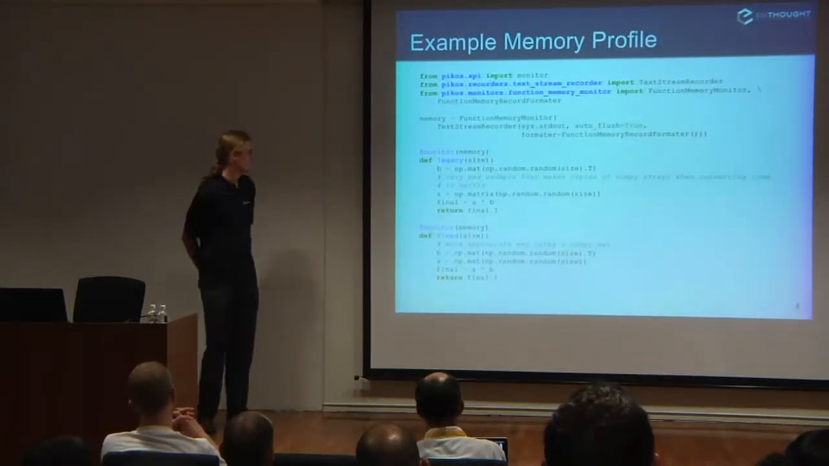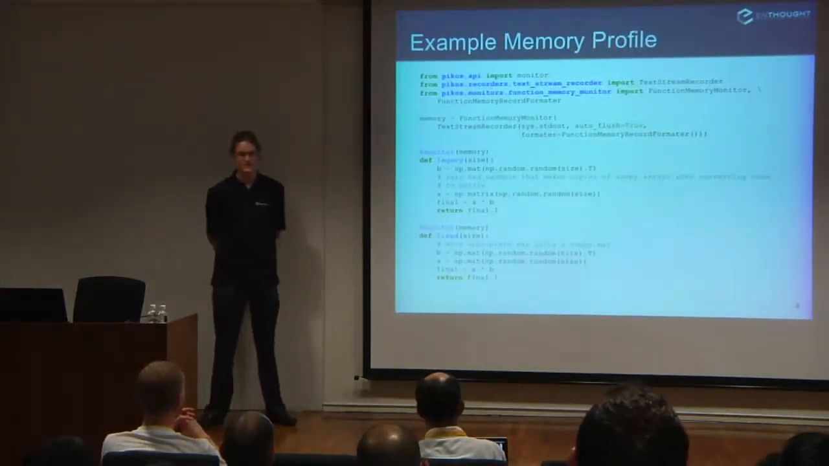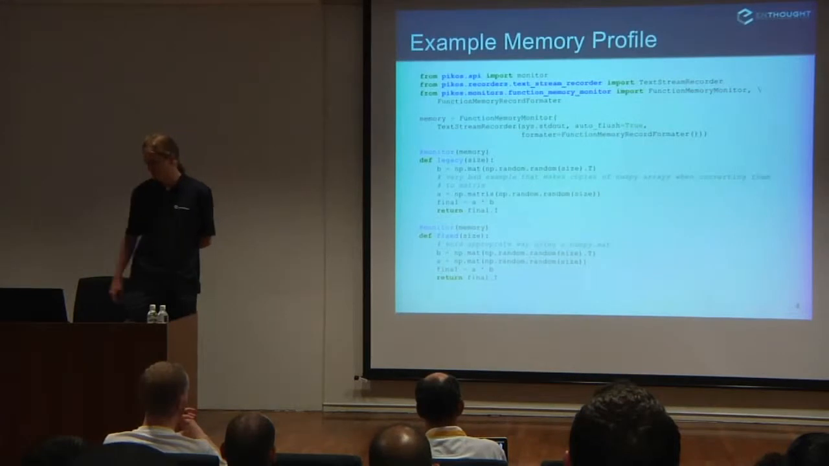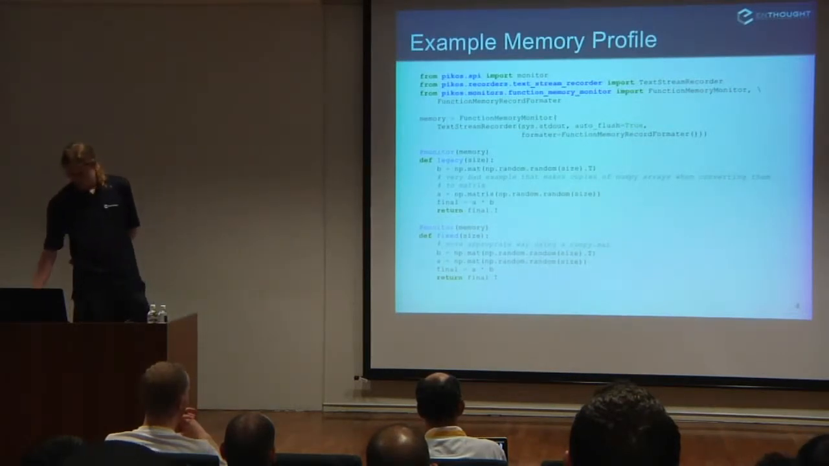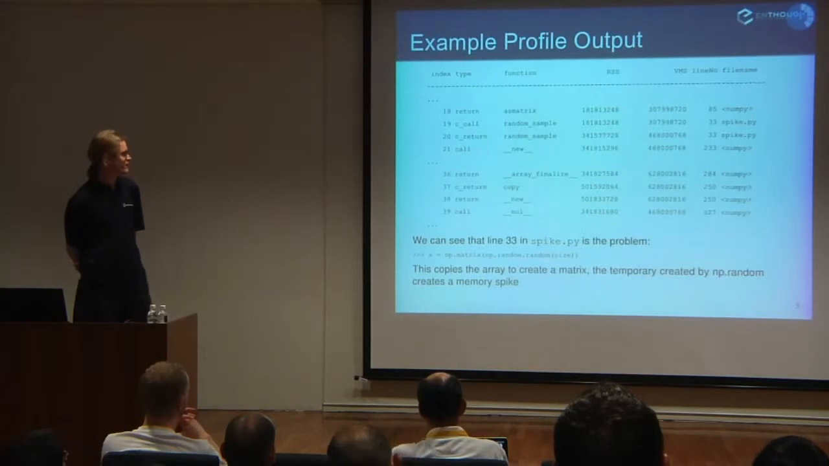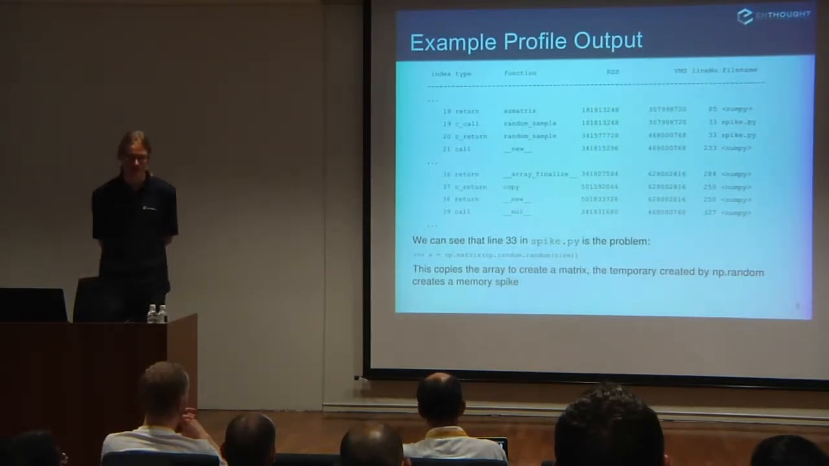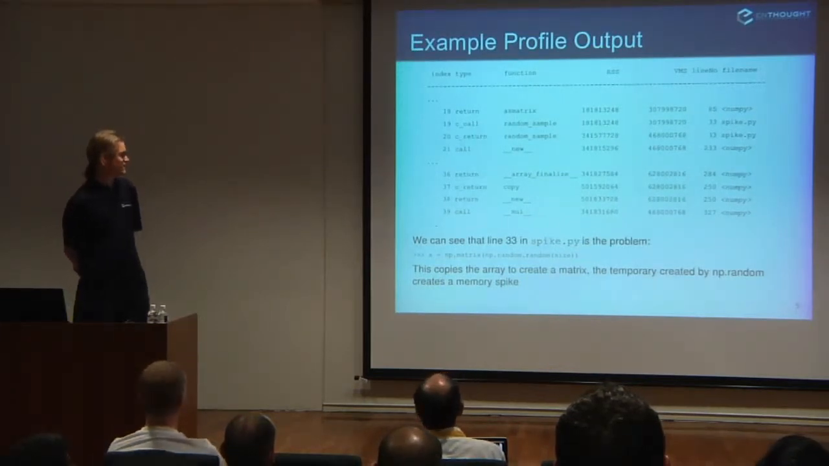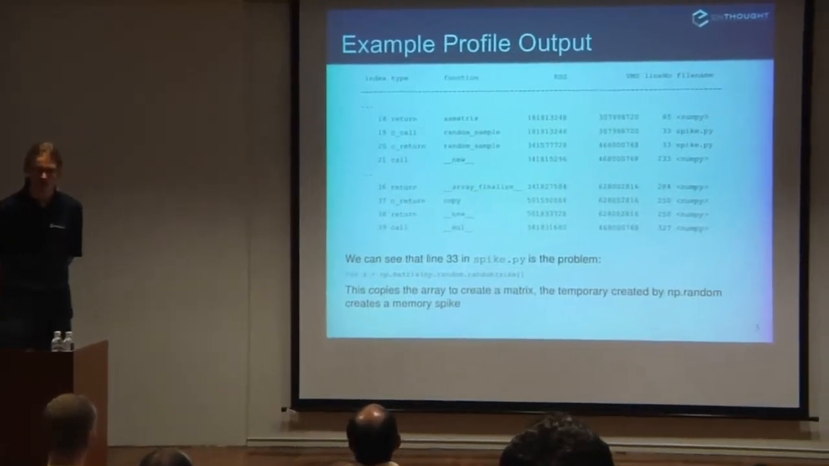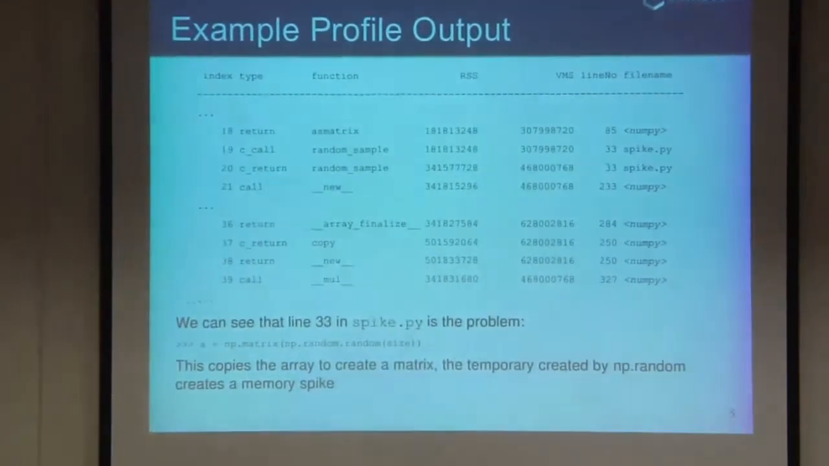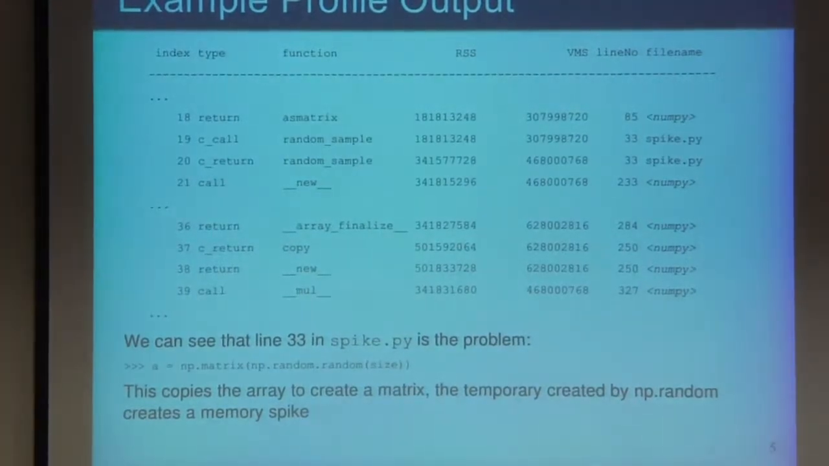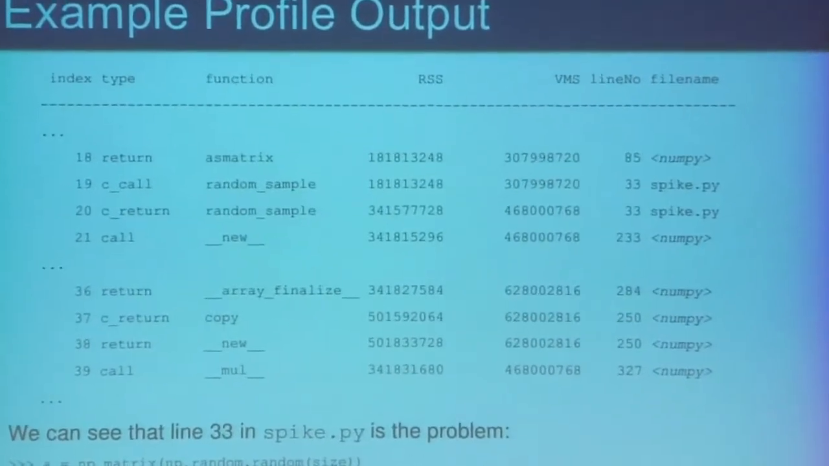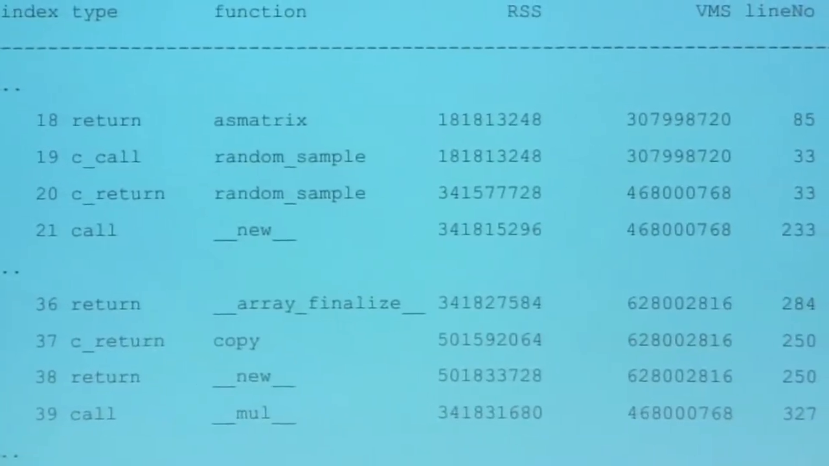Well, we've got just a simple program that produces a large temporary array, a bit of a memory spike, and for the output of that, we get some numbers in a table that's not very easy to look at. You can see down in call number 37, we get a spike of a couple hundred megabytes, which is the problem that we want to eliminate here. And we trace that further up to the line in our source file where we've got the problem, and we can go and fix that.